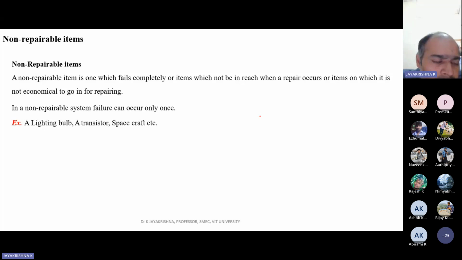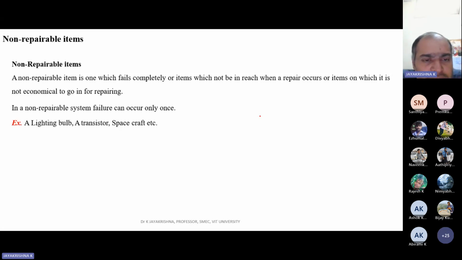For example, a light bulb, a small bulb. If the bulb is fused, it is very difficult and not cost effective to fix it and run it again. For example, a transistor. If a transistor is gone, it's a small component, it is very difficult for us to repair it, and it's not cost effective either, because a transistor may cost less than a rupee, and it is unnecessary to spend more to repair it. Rather, we can replace it with a new transistor.